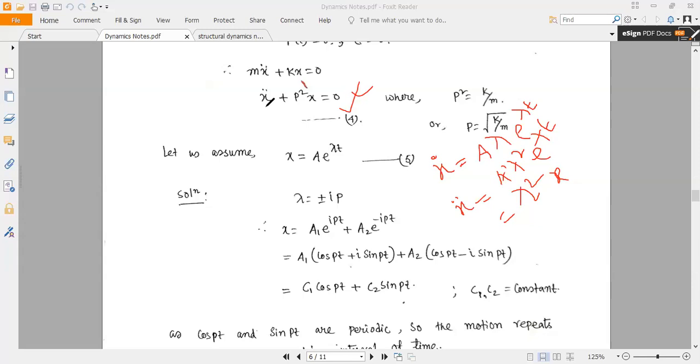Yes, sir. Then, as you want to find the value of x, so x cannot be zero, right? If x is zero then there will be no solution at all. That is all useless, isn't it? So x cannot be zero. So lambda square plus p square is equal to zero.